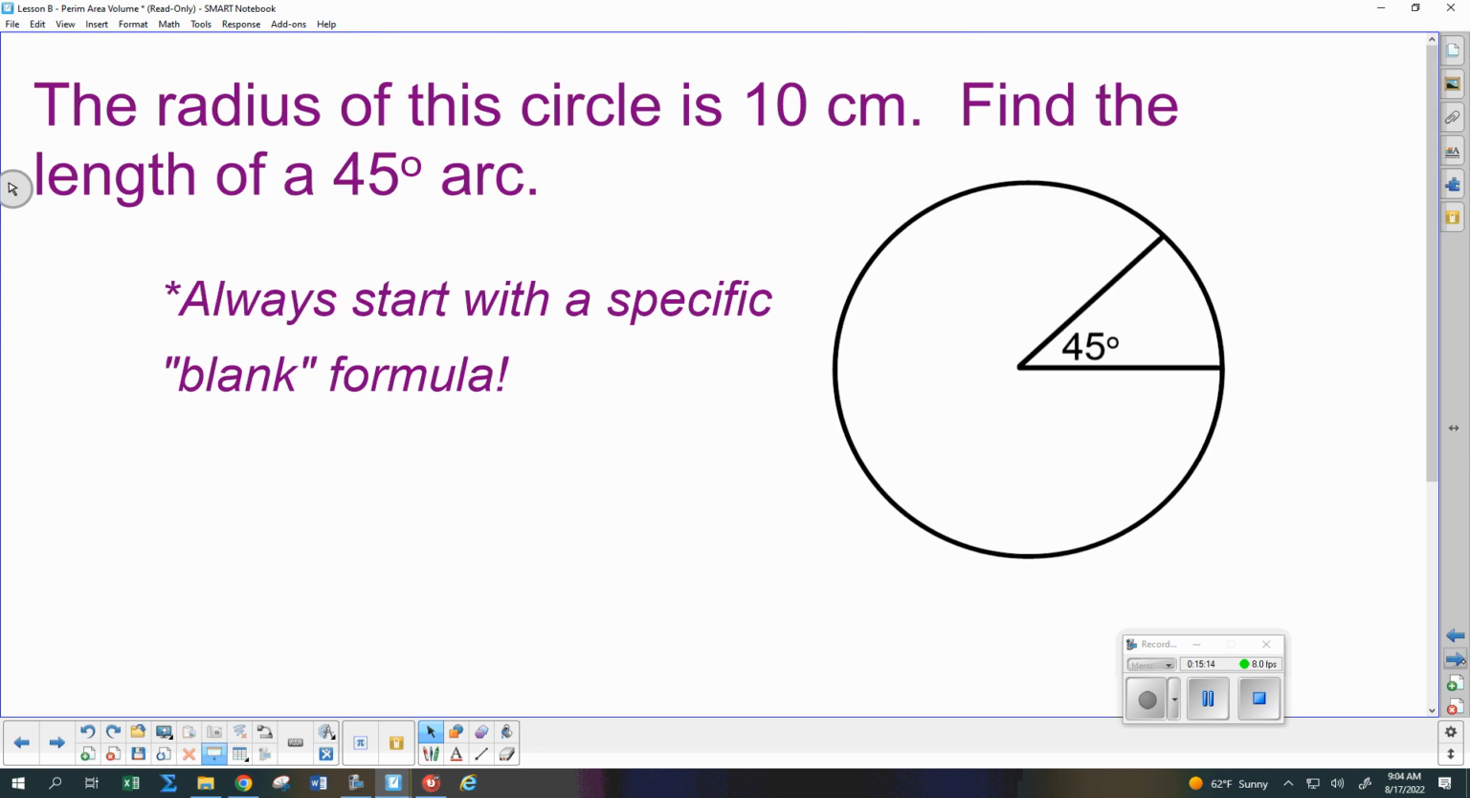All right, let's do two examples. So this one tells us that the radius is 10. And we want the arc length. Is that fraction times circumference or fraction times area? Everybody. Fraction times circumference. So we're going to start with a specific blank formula. We haven't plugged anything in yet. Arc length is x over 360. And then I can put in either pi d or 2 pi r. But which one do they give me? So it's going to make the most sense for me to do times 2 pi r.